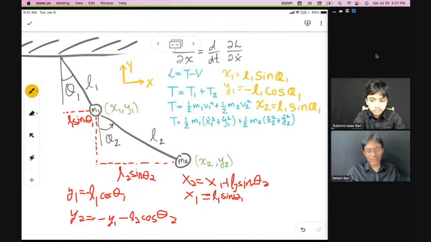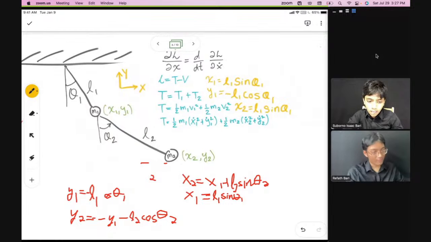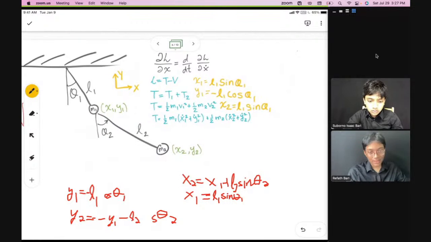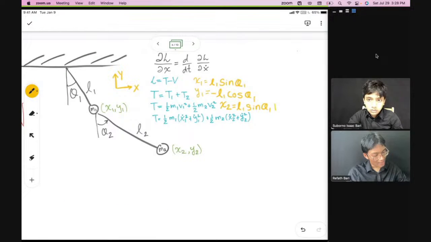I'm going to zoom out. Is that okay? Yep, that's fine. So you should probably delete what you've written, even though it's exactly correct. There's an option to clear everything. So x2, copying down exactly from what our guest wrote, is L1 sine theta 1 plus L2 sine theta 2.